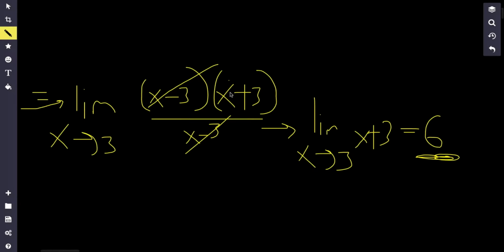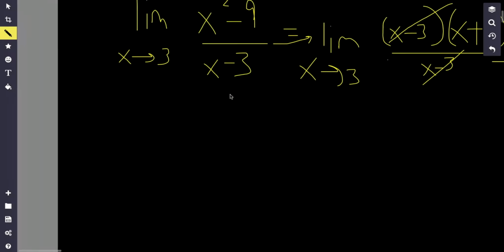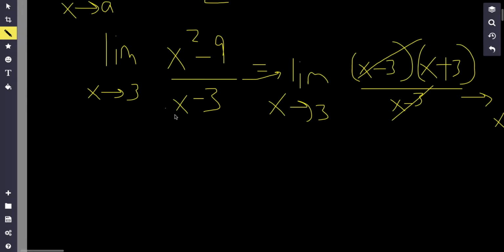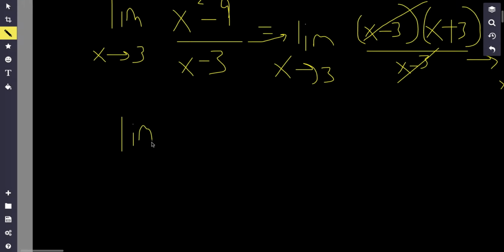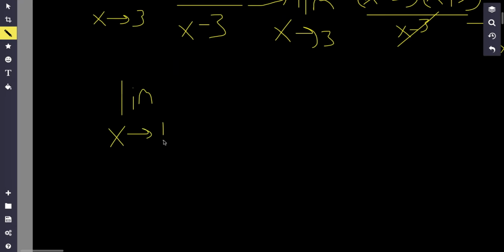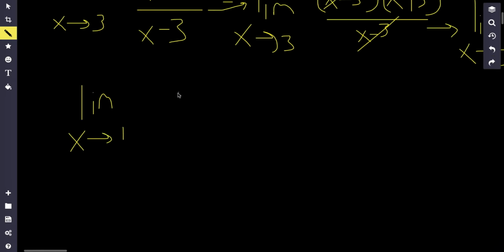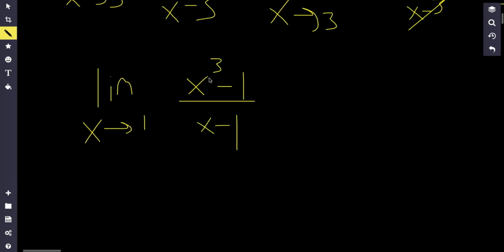So yeah, just a summary of everything: you could still have a limit for a function, even though the function itself at that point is undefined. So we can use this for another problem. What's the limit as x approaches 1 of x cubed minus 1 divided by x minus 1?